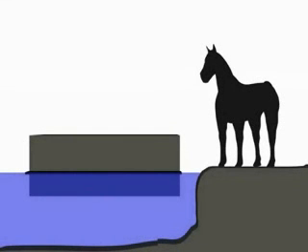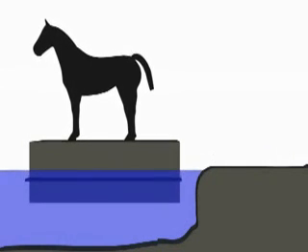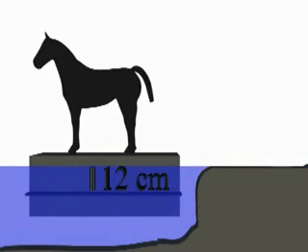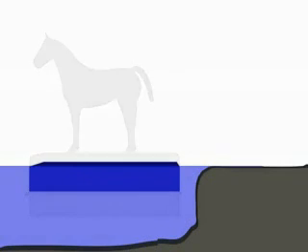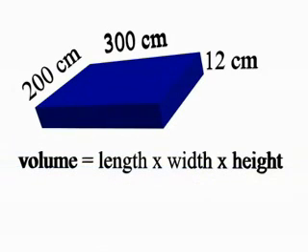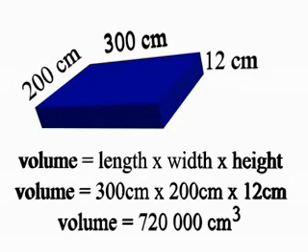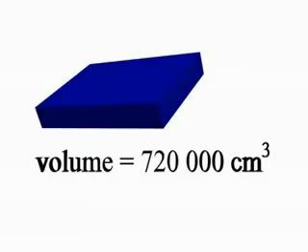The barge, before the horse is loaded, is sitting at this level. It has displaced water equal to its own weight. When the horse jumps aboard, the barge sinks another 12 centimeters. The volume of water displaced by the weight of the horse is a rectangular prism, 300 centimeters by 200 centimeters by 12 centimeters. The volume of a rectangular prism is length times width times height. That's 300 centimeters times 200 centimeters times 12 centimeters. This equals 720,000 cubic centimeters. This is the volume of the displaced water.